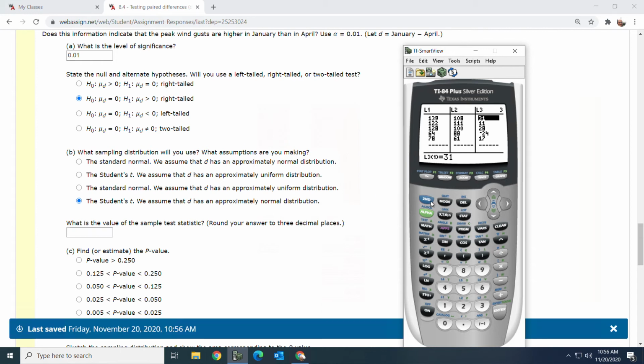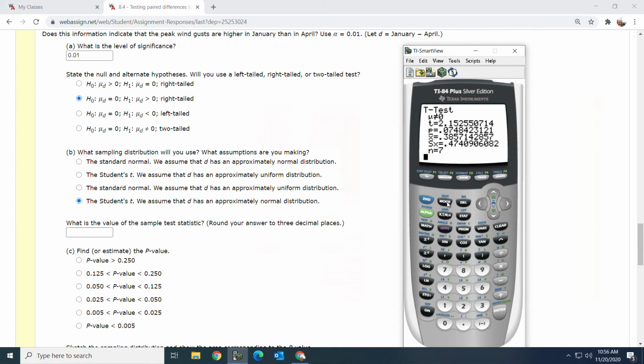I'm going to press second mode to quit. Stat, test, t-test. We still need to use data because we manually entered data. The null hypothesis is 0. We're going to leave it there. We're going to have it read the third column, that's the one containing the differences. Greater than 0, we're going to have to switch our alternative to right-tailed. And then we can calculate.